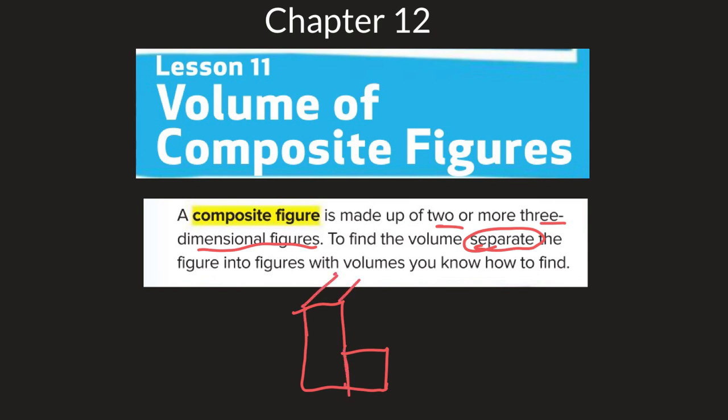Now we're just looking at a 3D shape instead of just a flat shape, and so we have more dimensions we're looking at here. We're just going to cut them into smaller prisms so that we can find the volume of the smaller prisms and then add it together to find the volume of the composite figure.